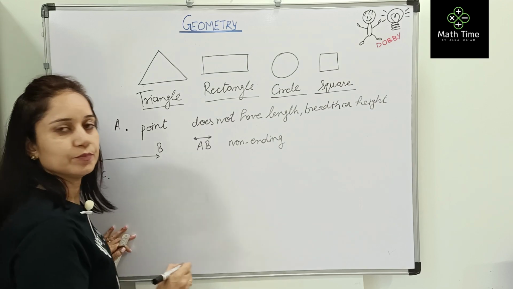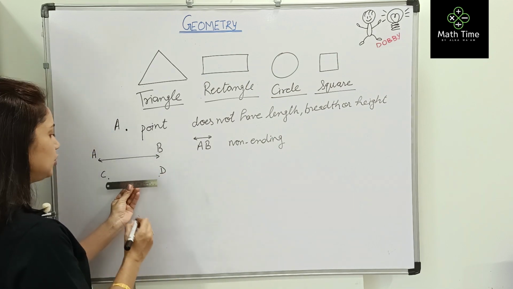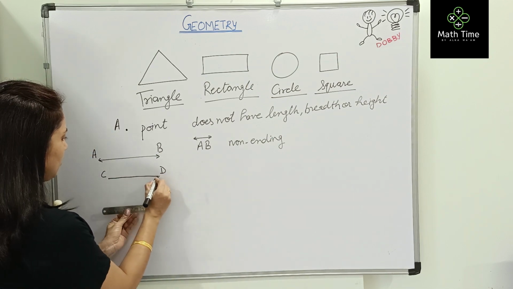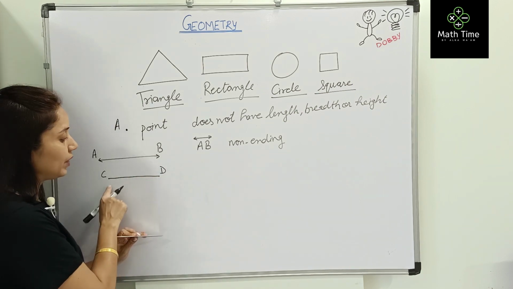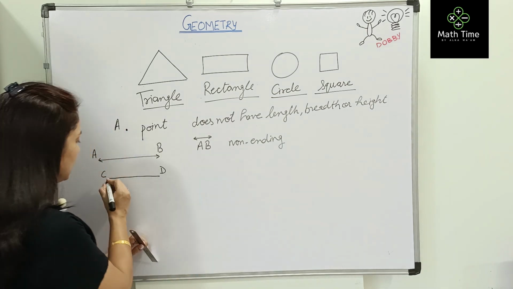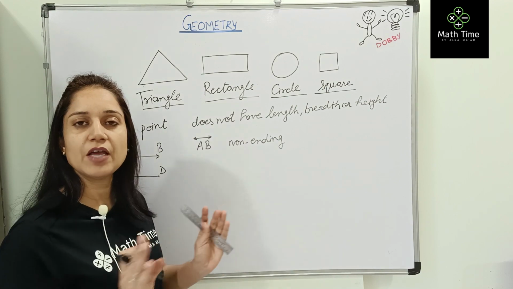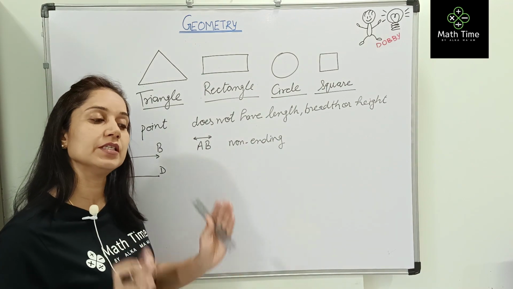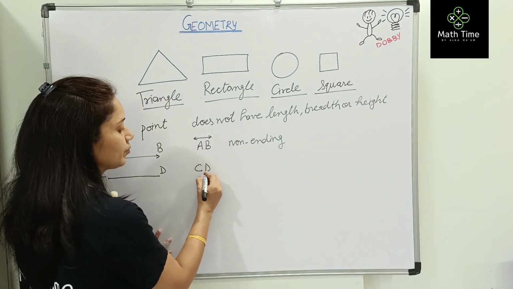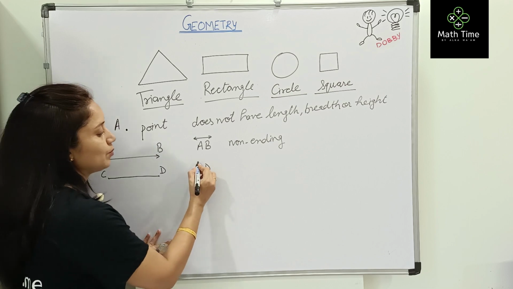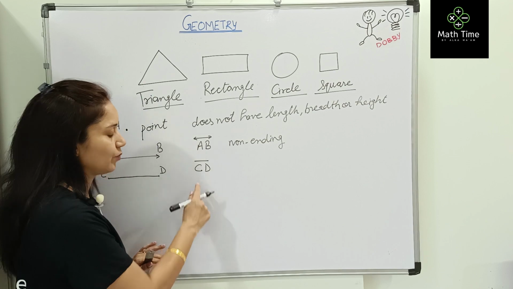Another, let us say this is one point again. I am naming it C, and another point, D. Now use your scale and join them. This is a line segment made up of two points C and D. C is a starting point and D is an ending point. It does not have any arrow at either end, so it has a fixed length. This is called a line segment CD. How do we specify it with a symbol at the top? When it has just a straight line at the top without arrows, yes, it is a line segment.